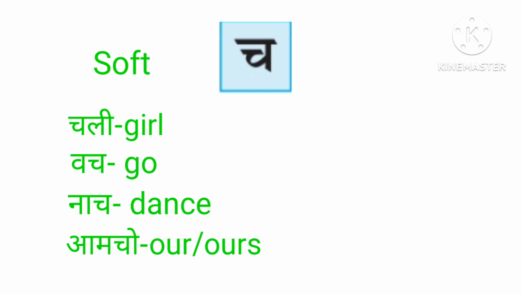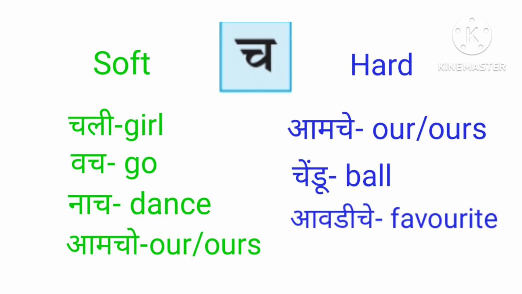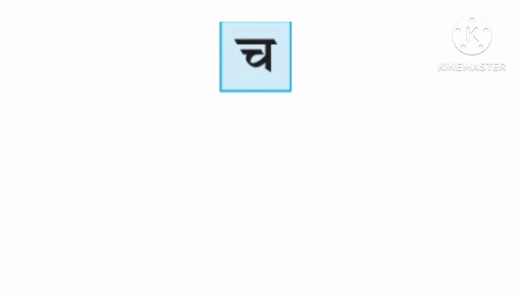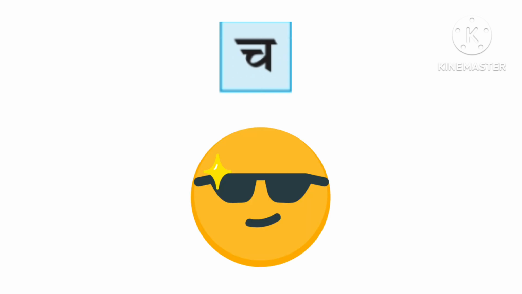And here are some words where it makes the hard ch sound. Amche, our or ours, chendu, ball, audiche, favorite. If you are not a Konkani speaker, then you may be confused when to use the soft ch and when to use the hard ch. But do not worry. As you continue to learn and build your vocabulary, you will be able to tell the difference.